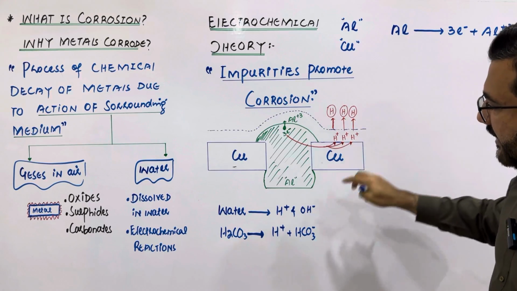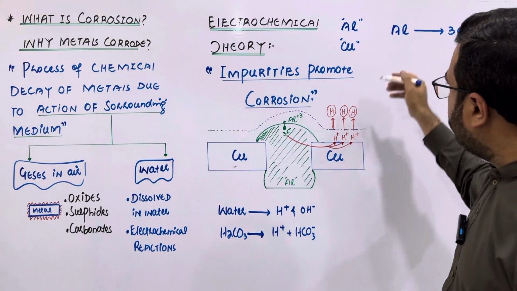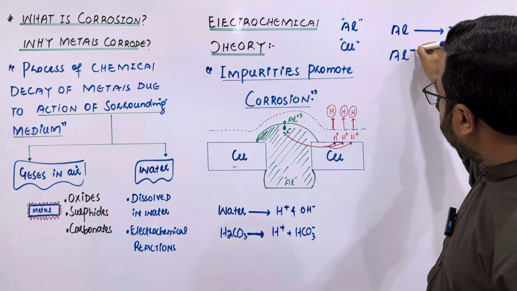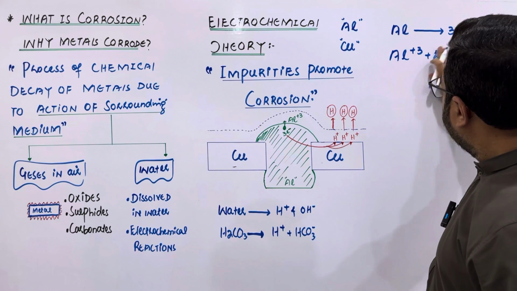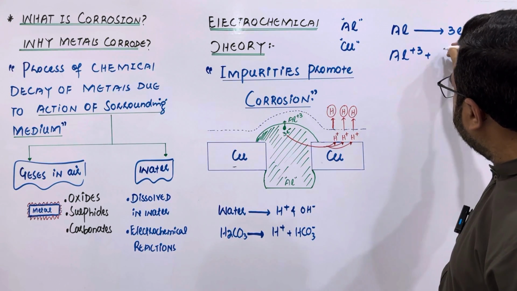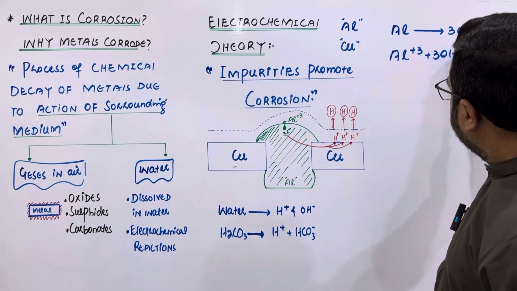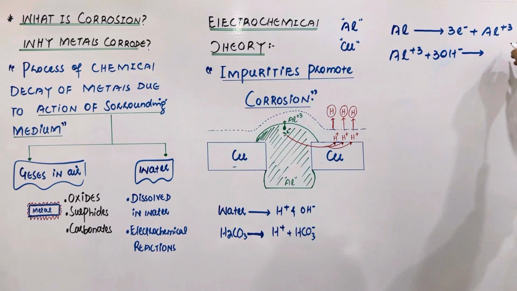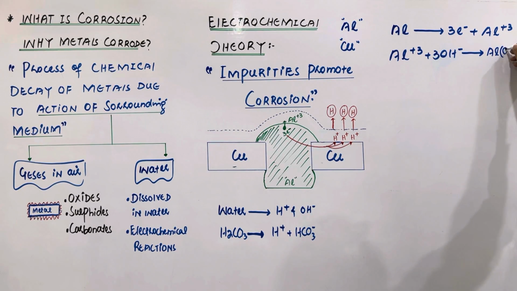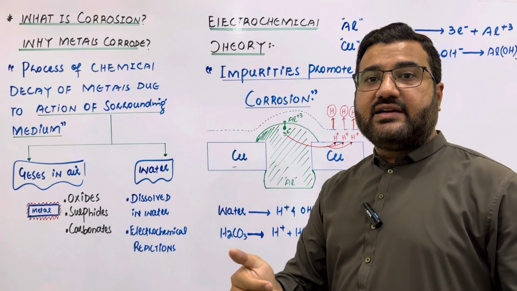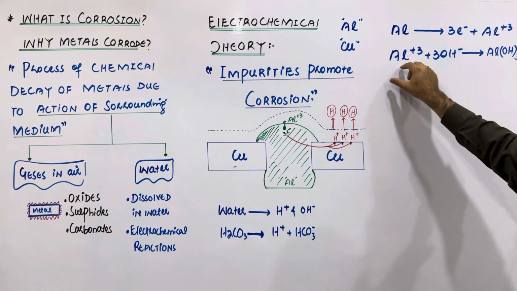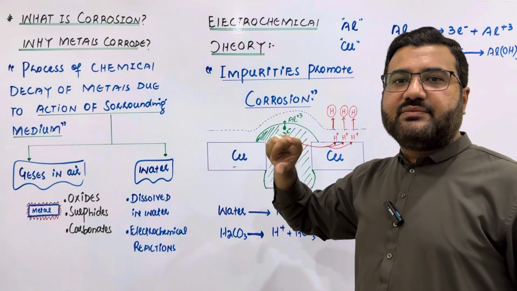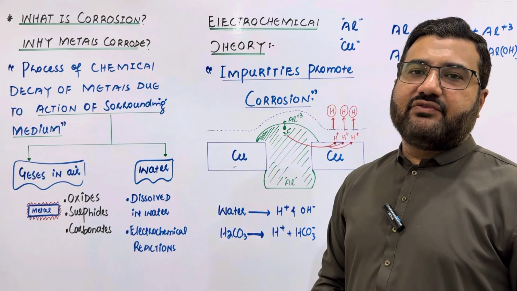Now this tri-positive ion will combine with OH negative ions from water, and finally aluminium hydroxide is produced, and aluminium will get corroded and dissolved in the form of Al(OH)3. So the chemical decay of the aluminium starts, and we say that aluminium starts corroding and is dissolved in the form of aluminium hydroxide.